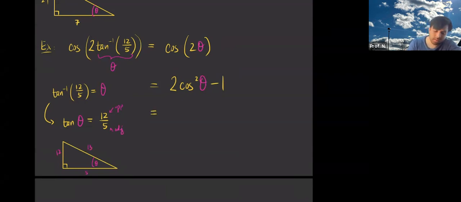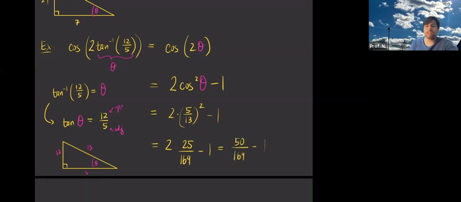Now that I know that, don't I know cosine theta? What is cosine theta? Adjacent over hypotenuse. So this is 2 multiplied by 5 over 13 squared minus 1. 5 squared is 25. 13 squared is 169. 2 times 25 is 50. 50 over 169 minus 1. Same denominator, so I can rewrite 1 as 169 over 169. 50 minus 169 is negative 119 over 169. And that's my final answer.